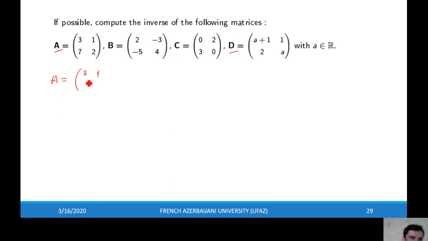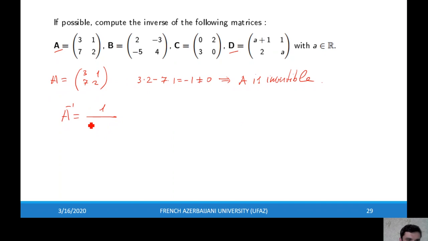A is [3, 1; 7, 2]. First, we find the determinant of A. You see the determinant of A will be 3 times 2 minus 7 times 1, which is minus 1, different from 0. Because of this, A is invertible. And for the inverse of A, we use the expression of 1 over (ad minus bc) times [d, minus b; minus c, a].